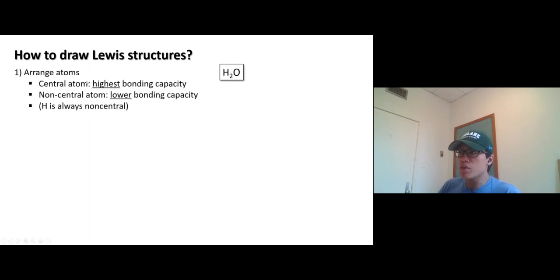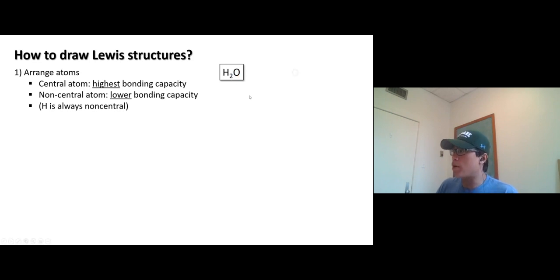First of all, we have to arrange atoms first. So you have to identify who's the central atom and who's the non-central. The central atom is an atom that has the highest bonding capacity. Oxygen and hydrogen, who has higher bonding capacity? Well, oxygen is group 6, right? So it needs 2 more to become octet, so 2 bonding capacity. Hydrogen has only 1 electron, so the bonding capacity of hydrogen is just 1. So 2 to 1, 2 wins. So oxygen is the central atom.